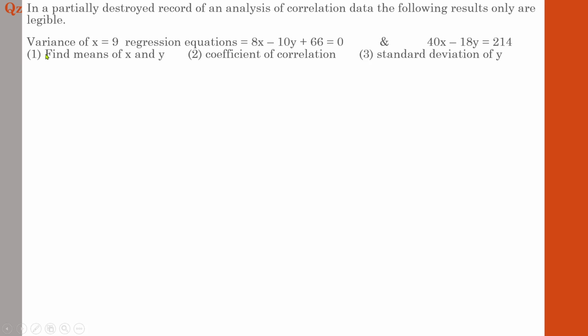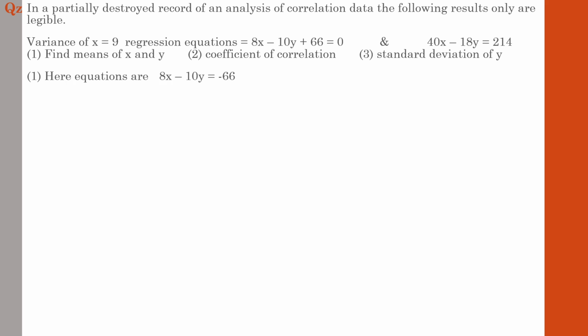So in this case, the variance of x is given as 9, and two regression equations are given. We don't know which one is y on x and which is x on y; you need to check. First, let us begin with the means of x and y. It is very easy to find them by using the linear equation methods. You can multiply any equation with any number, at your discretion. Just find the value of x and the value of y. Whatever number represents x is the mean of x, and whatever represents y is the mean of y.